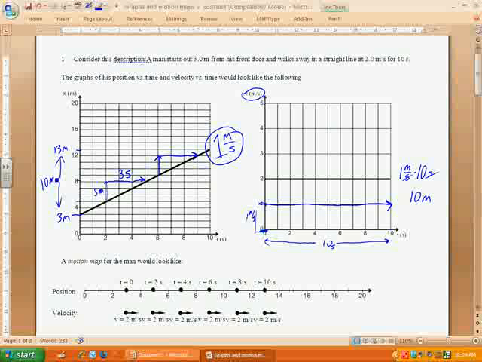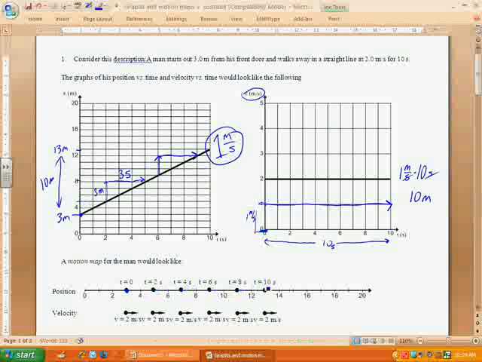Now down here at the bottom we've got a motion map. What the motion map is doing is showing us particular points in time and the position and/or velocity at those points in time. At time equals 0, my position was 3 meters. So I just put a point right there at 3 meters. At time equals 2 seconds, my position was 5 meters. So I put that point there. And you go through and you put points at each of those positions.